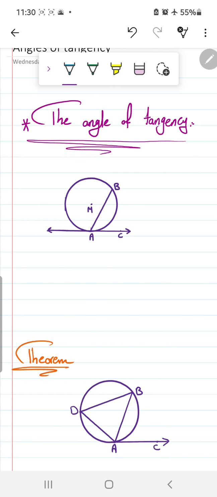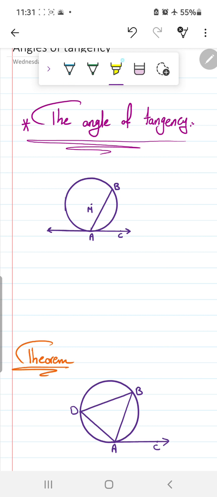Hello everyone. This is the last lesson in geometry. Angles of tangency. What is the meaning of angle of tangency? The angle of tangency is an angle, the union of two rays, one of them is the tangent of the circle and the other is a chord of a circle passing through the point of tangency.